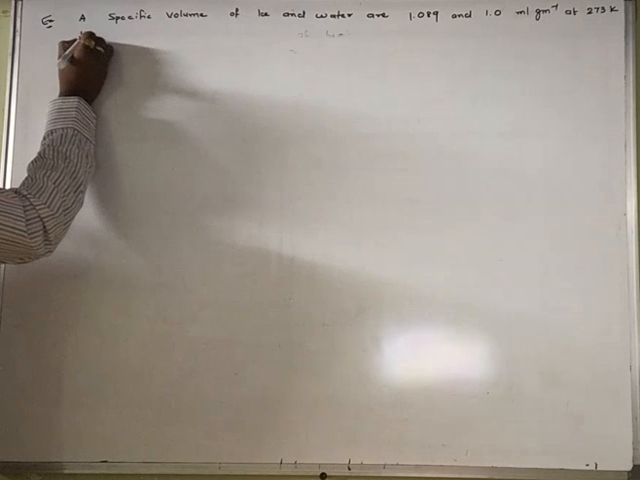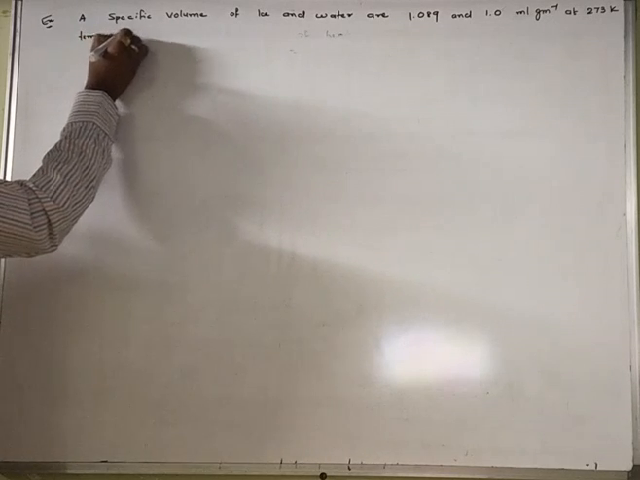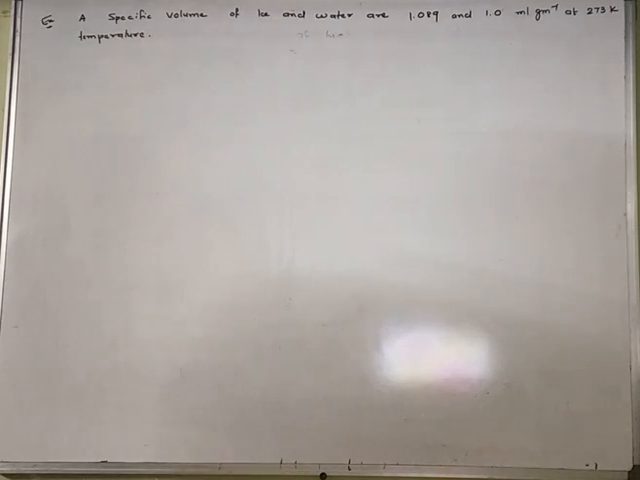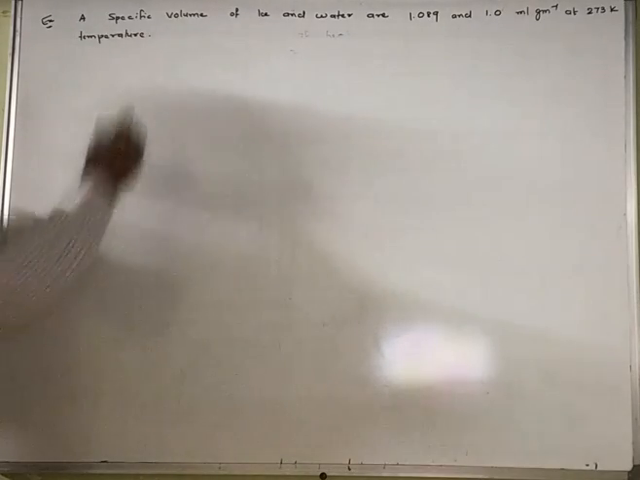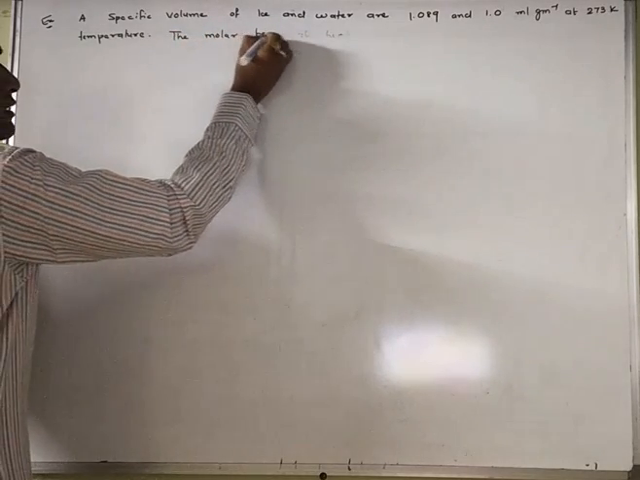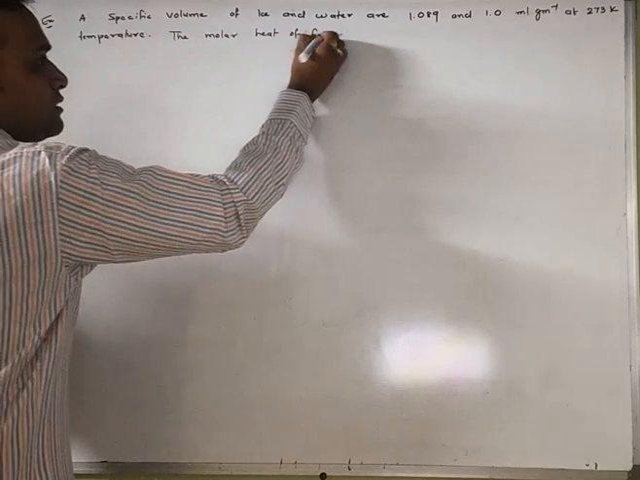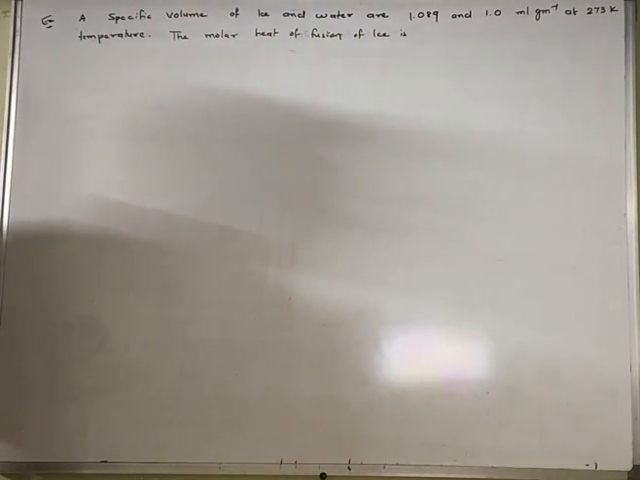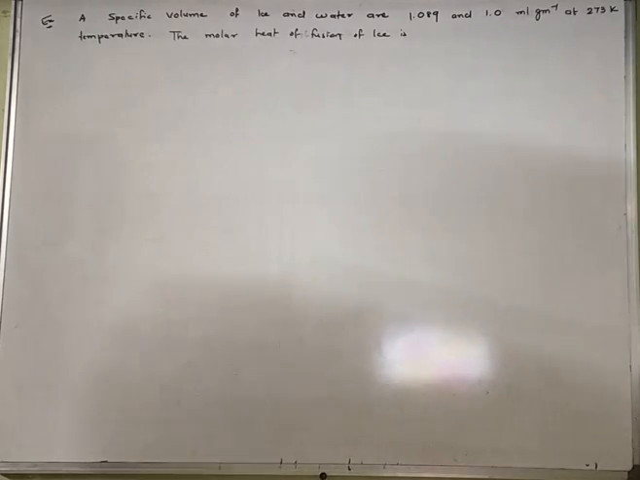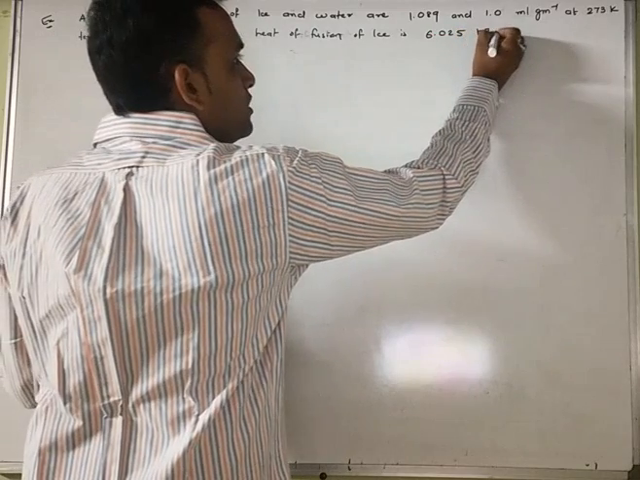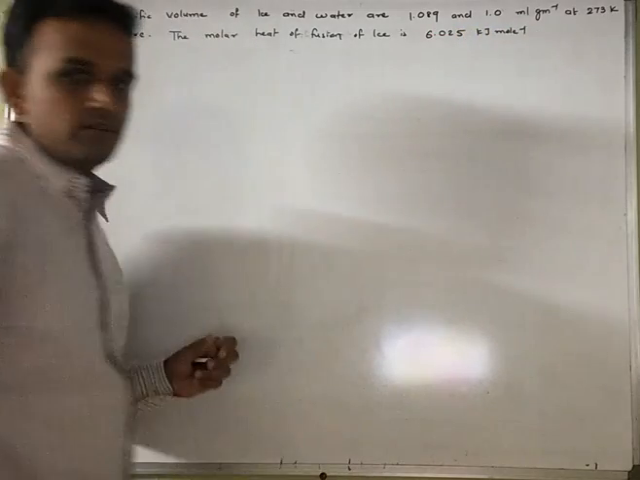Now the molar heat of fusion of ice is given as 6.025 kilojoule per mole, right?